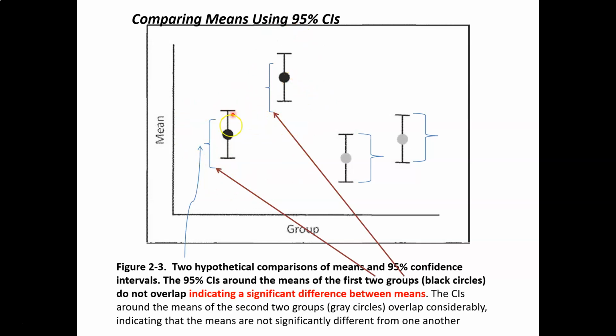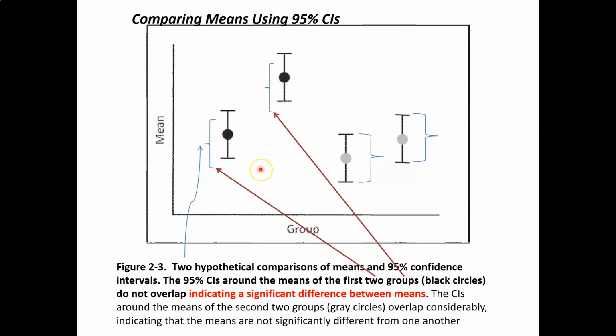Now, do these error bars from these two samples overlap? They don't. They come closer, but they don't overlap. When the confidence intervals you calculate for two different samples do not overlap, right?